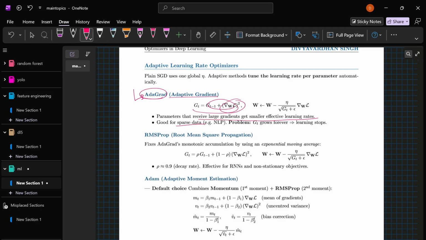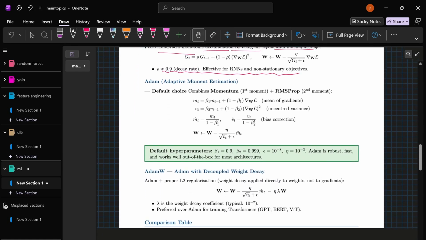Now here's a problem with AdaGrad: it accumulates the sum of squared gradients, which keeps growing forever. So eventually the learning rate becomes practically zero and the learning stops completely. We have one more thing, RMSProp, which fixes this. Instead of accumulating all the past gradients, it uses an exponentially moving average, meaning recent gradients matter more than old ones. So this stops the learning rate from dying out. RMSProp works really well for RNNs and non-stationary problems.